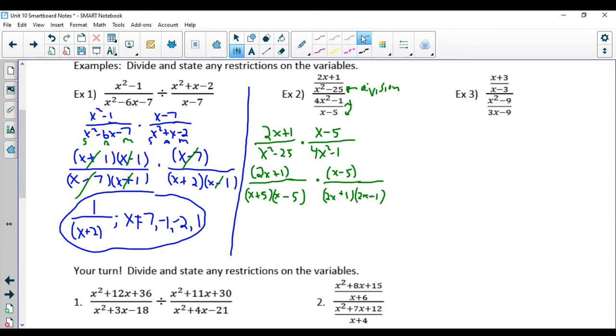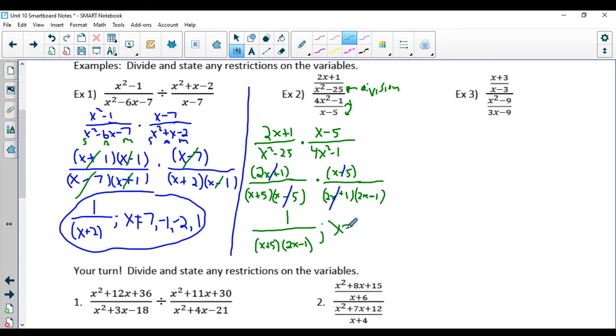Now that we're factored, I can look to cancel. So a 2x plus 1 cancels with a 2x plus 1, x minus 5 with an x minus 5. So again, we are left with a 1 on top and an x plus 5 on the bottom. We also have a 2x minus 1 on the bottom.